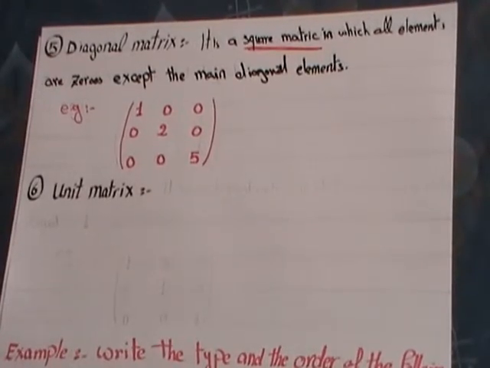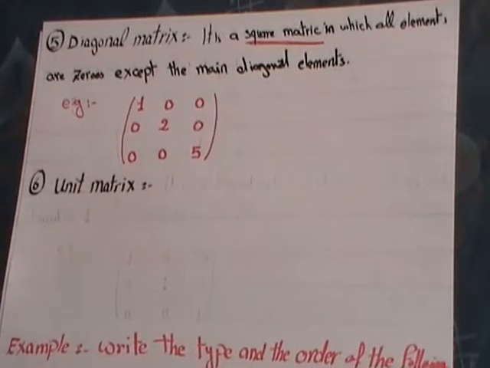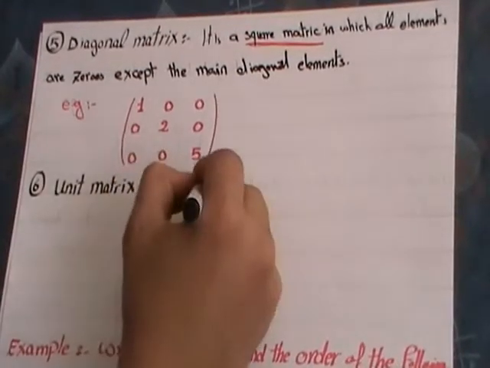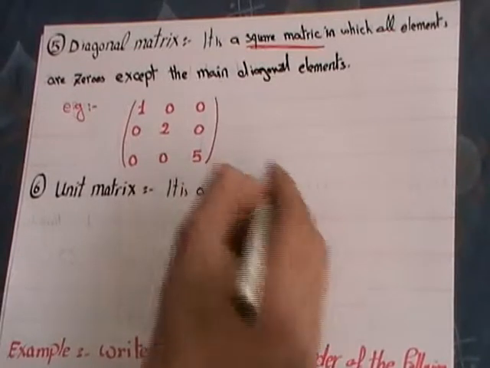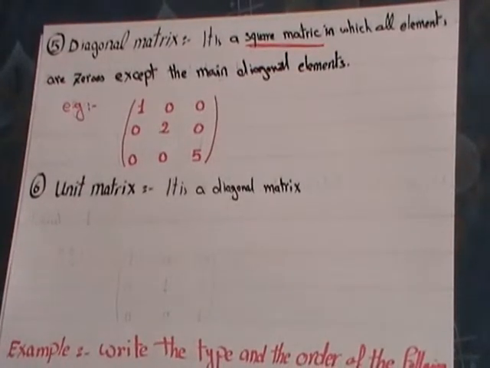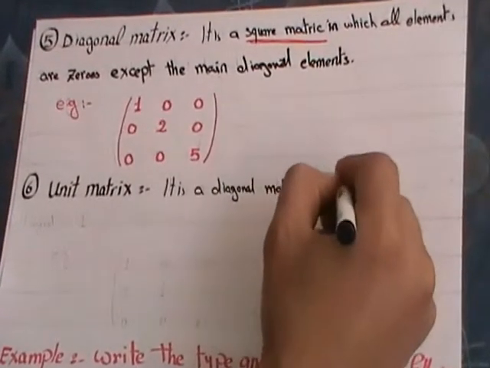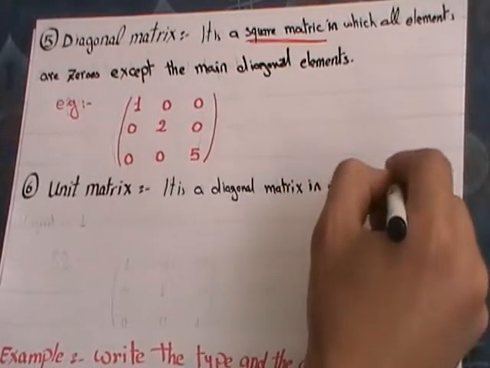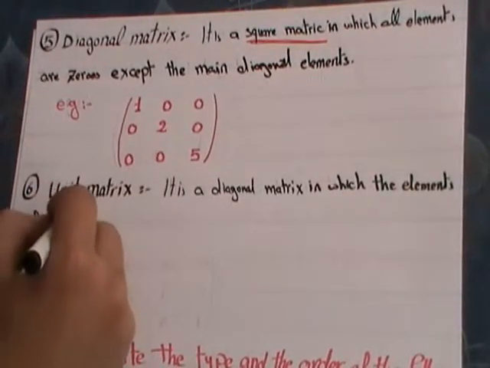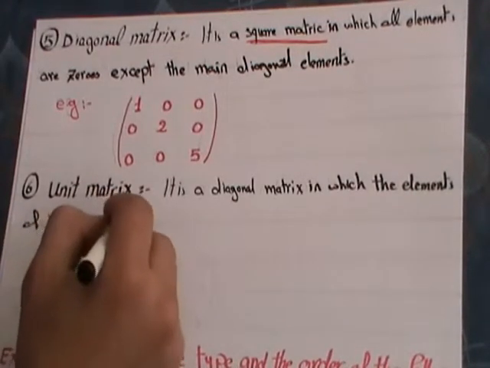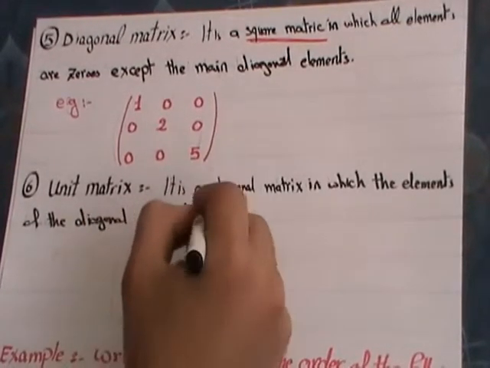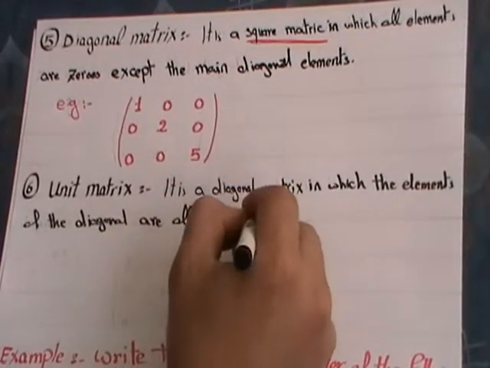We're going to the last type, which is called the unit matrix. The unit matrix is a diagonal matrix, but we have an additional condition in which the elements of the diagonal are all equal to 1.